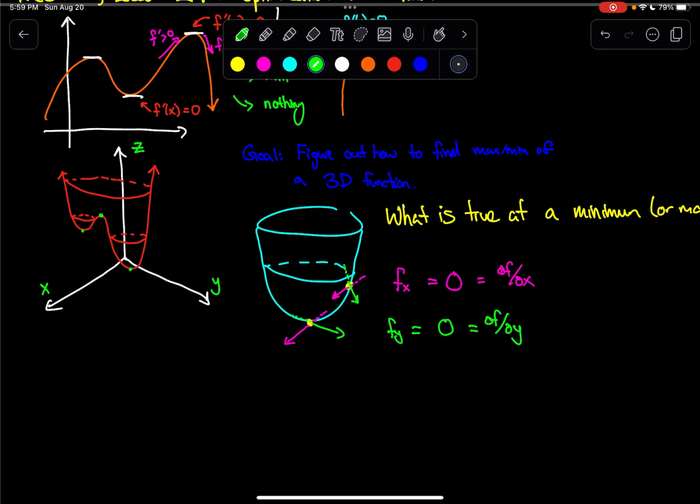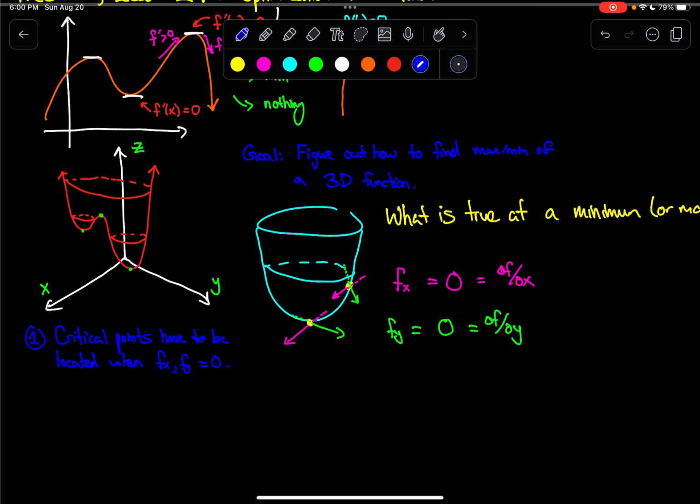So one standard that we have, our very first thing to find critical points: they have to be located when both the partial derivative with respect to x and the partial derivative with respect to y both equal 0. That's the first check that we have.